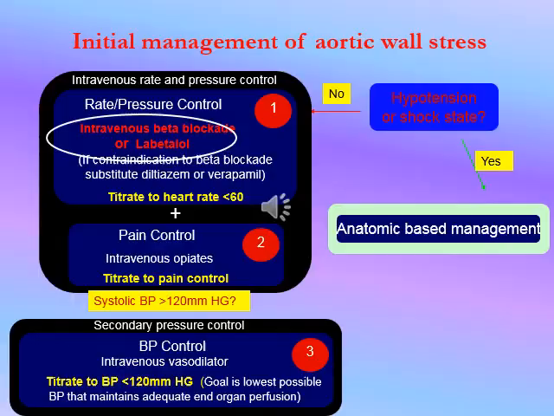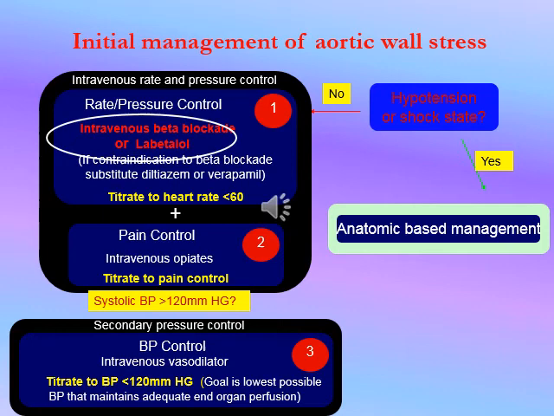Now, the initial management of aortic wall stress, or the initial management of patients with aortic dissection. Very, very important is to control this patient's blood pressure and keep it at the lowest level, meaning even below 100, not 120. Any blood pressure below 100 will be favorable in cases of acute aortic dissection, and afterwards he will continue to have his blood pressure reduced. The best drug of choice here is to infuse intravenous beta blockers, particularly the one well known in this condition, which is labetalol.